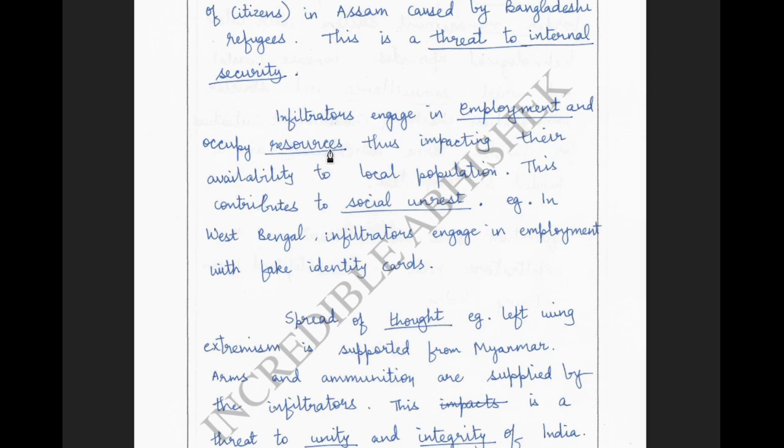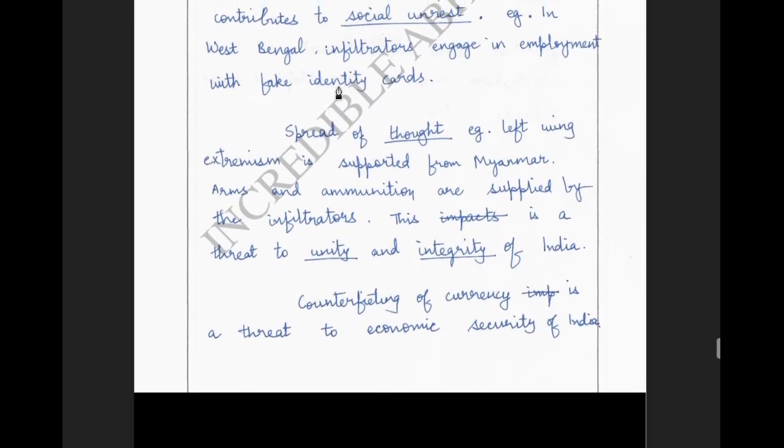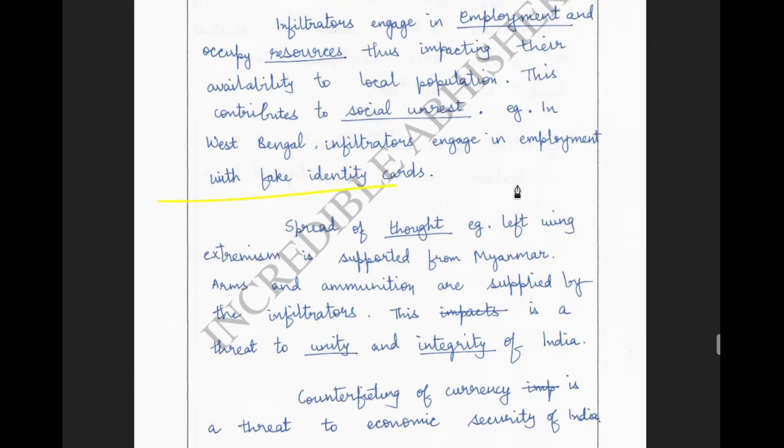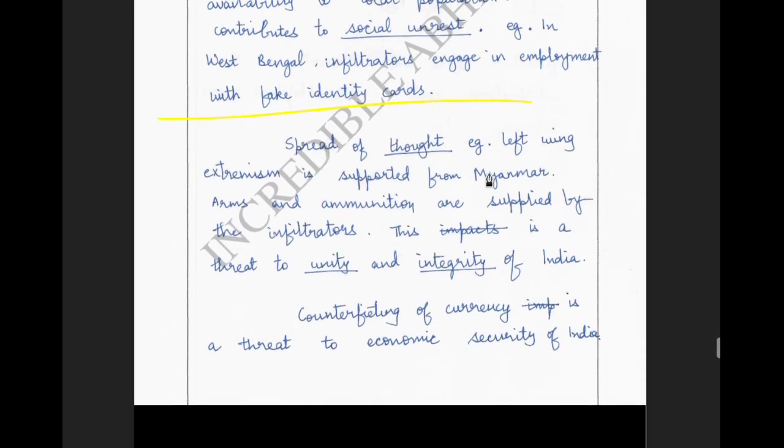Infiltrators engage in employment and occupy resources, thus impacting their availability to local population, availability of employment and resources. This contributes to social unrest. For example, in West Bengal, you see this, he has again explained an impact of infiltrators and how they become security issues. Spread of thought. Now you see, he has separated two paragraphs differently here because he's talking on a new idea.